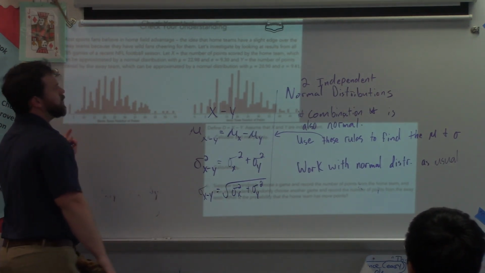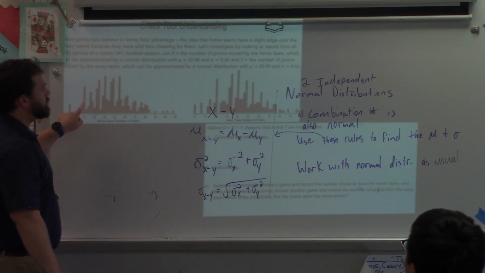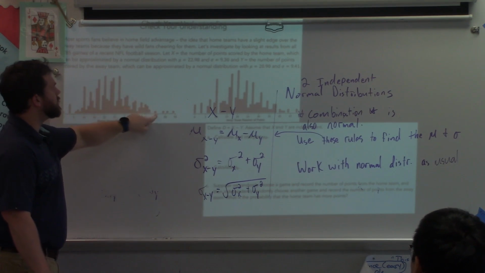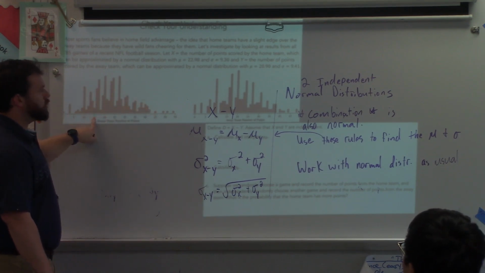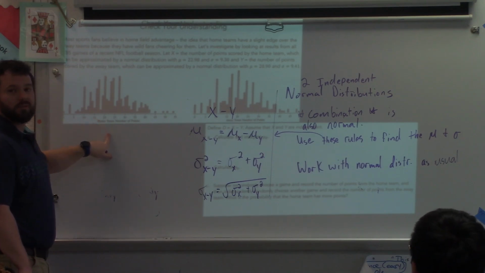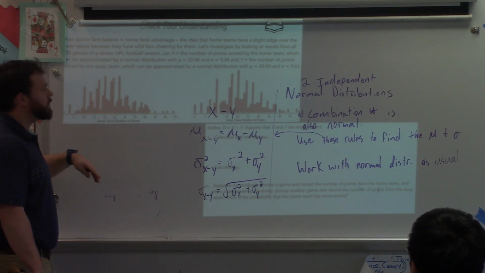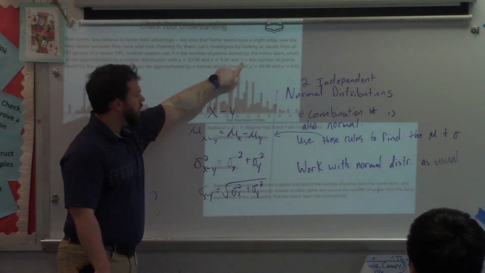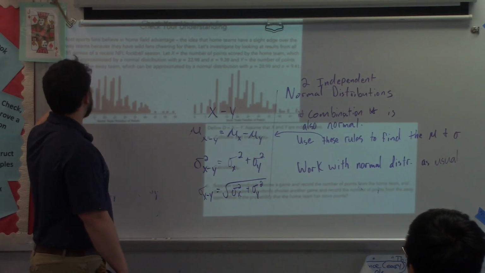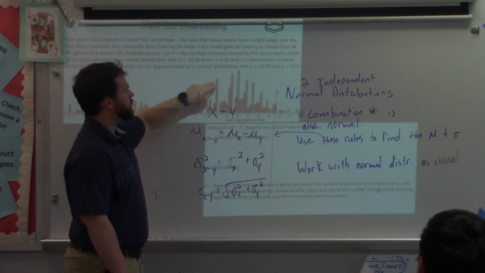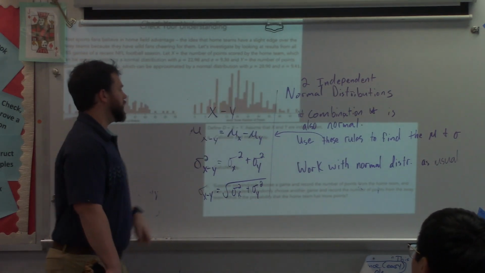Let X equal the number of points scored by the home team, which can be approximated by a normal distribution. Please note, does that look super normal? No. It only has to be approximately normal. True normality does not exist in the real world. We're just going to say it's approximately normal. And it has this mean and this standard deviation, and Y, right here, is the number of points scored by the away team, which can be approximated by a normal distribution with that mean and that standard deviation.